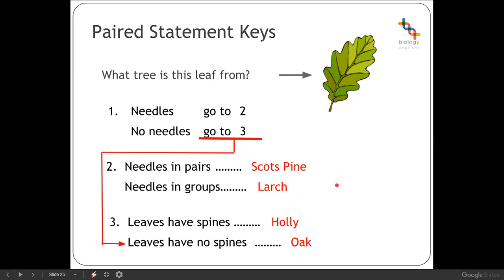So a paired statement key is very similar to a branching key, it's just organised in a slightly different way. You're still separating out your organisms according to different key criteria.